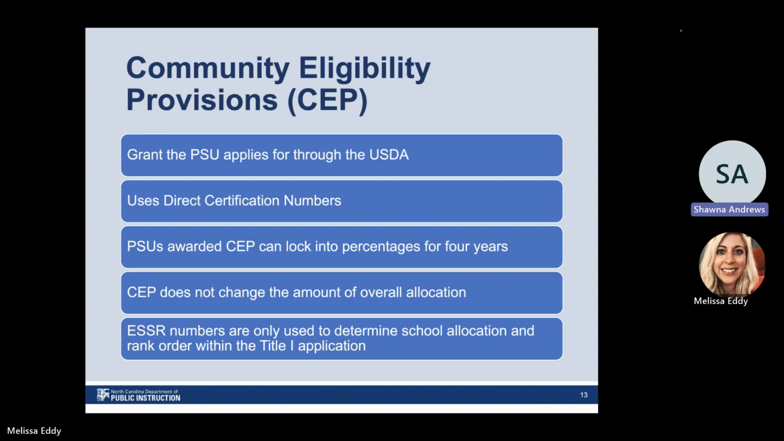CEP does use direct certification numbers. PSUs awarded CEP can lock into percentages for 4 years. CEP does not change the overall allocation the district or the PSU receives. And ESS numbers are only used to determine school allocation and rank order within the Title I application.